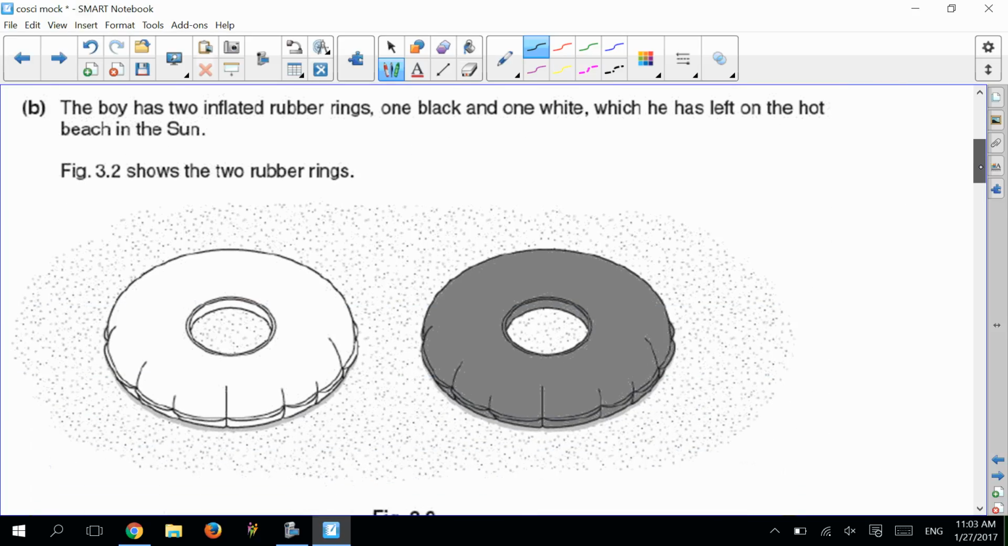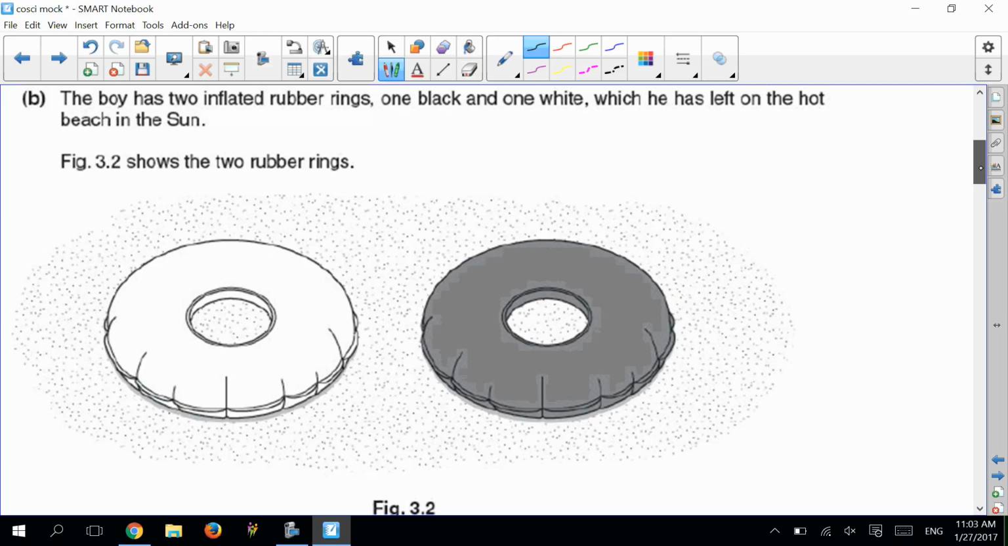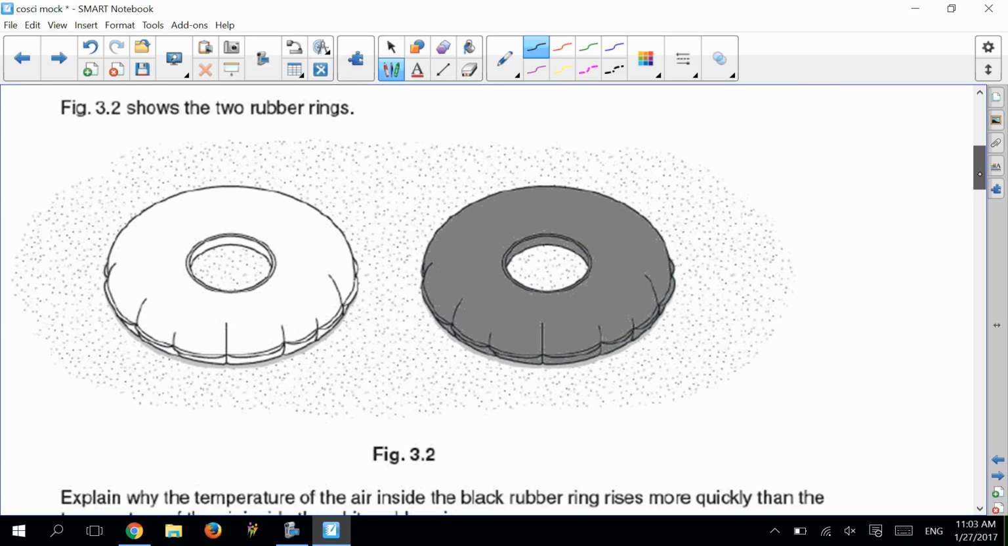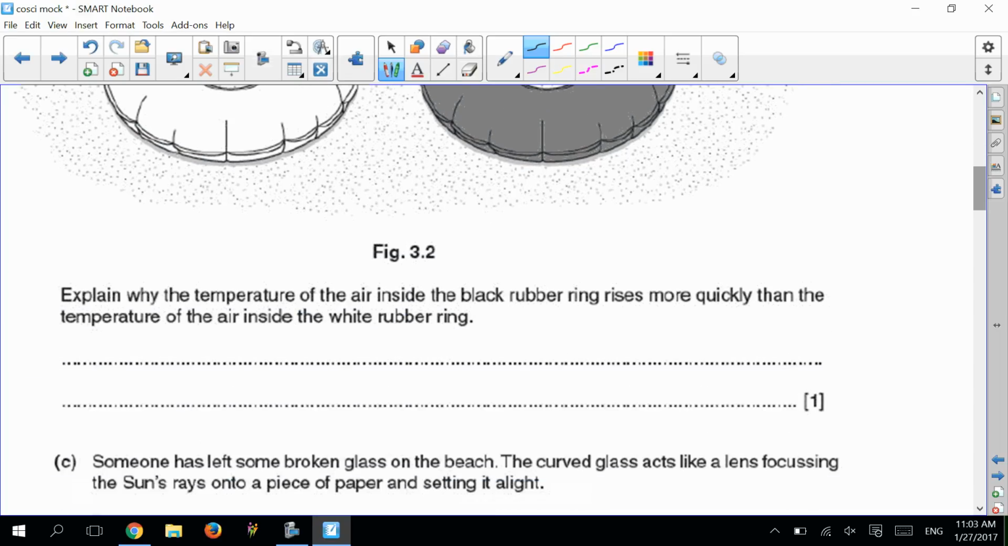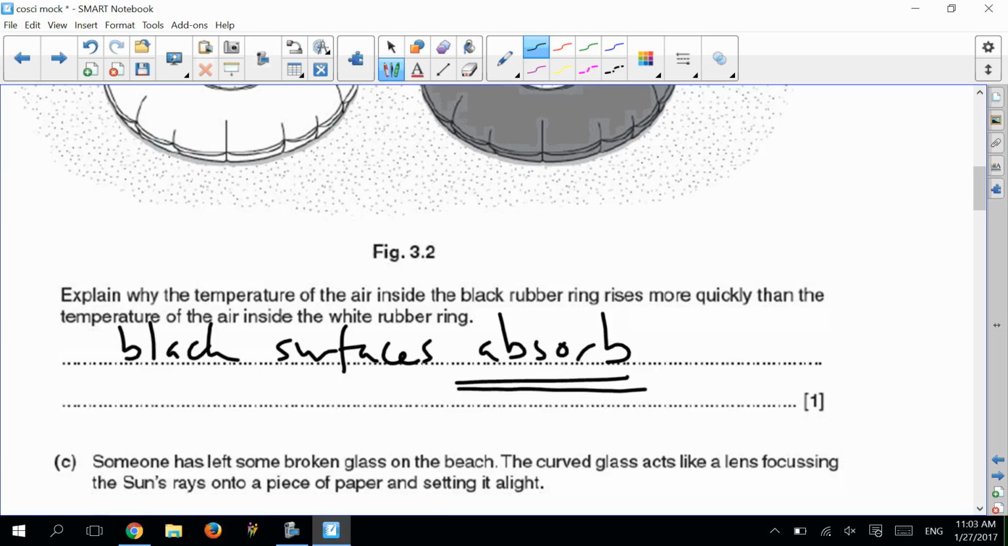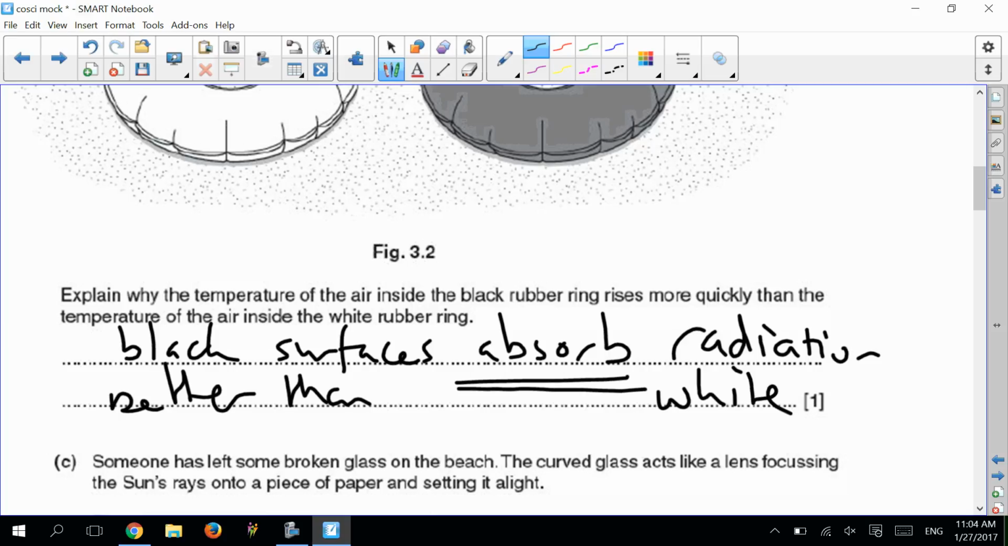The boy has 2 inflated rubber rings, one black and one white, which he has left on the hot beach in the sun. Figure 3.2 shows the 2 rubber rings. Explain why the temperature of the air inside the black rubber ring rises more quickly than the temperature of the air inside the white rubber ring. Okay, so it's the idea that black surfaces absorb. Got to be careful with the wording here. It is not attract. So they absorb radiation better than white. Black surfaces absorb is the key word.